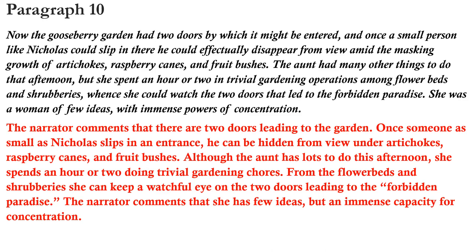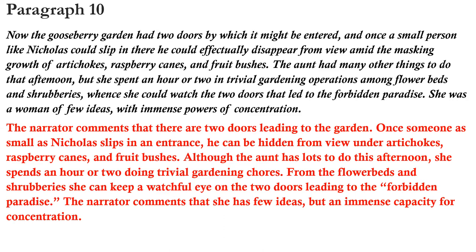So then the writer explains what the different types of plants are. Artichokes, raspberry canes, fruit bushes. These are the things that we can see, right? This kind of plants and bushes can be seen. "The aunt had many other things to do that afternoon." Aunt had a lot of other important things, but she gave up all of them because her main intention is to hurt Nicholas. As a result of that, she forgot about the other chores.